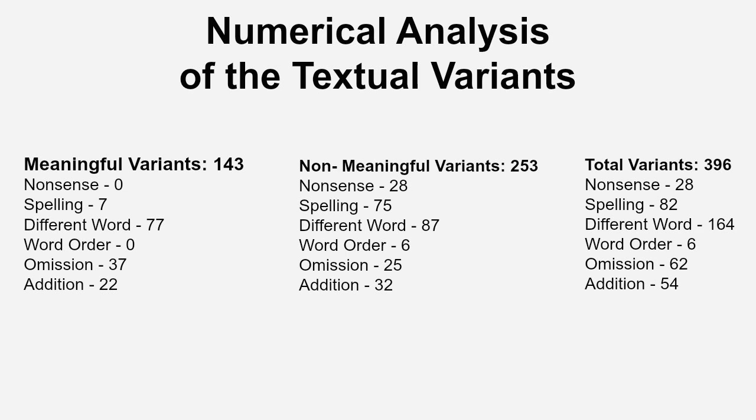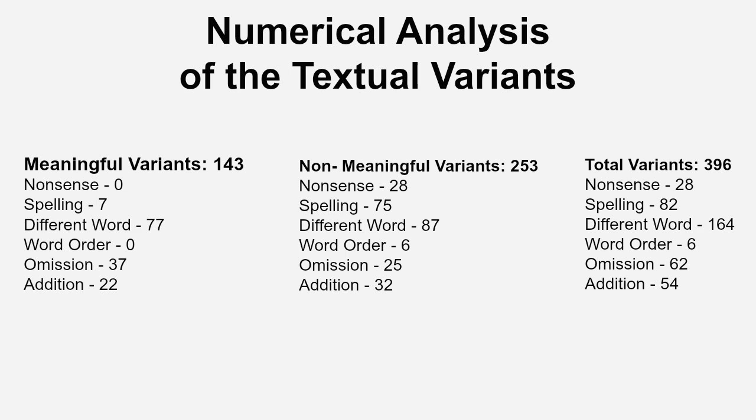The first type of variant that I had, I called nonsense errors. That means they are variants that were either some indiscernible writing, or it just said something that grammatically just didn't work, or whatever it was, it literally made no sense whatsoever. And so you'll notice that the only nonsense errors that I found are in the non-meaningful variant column.